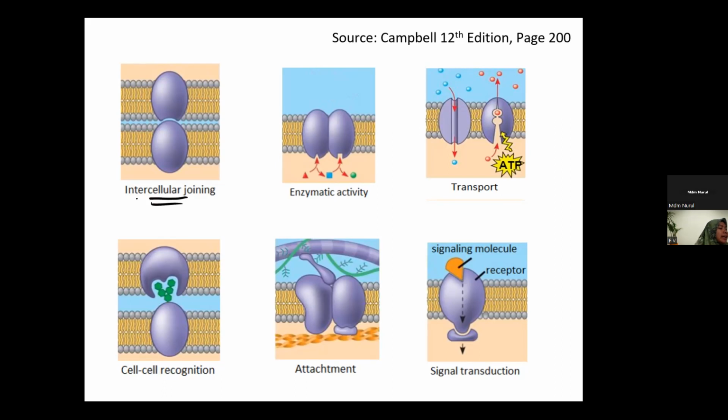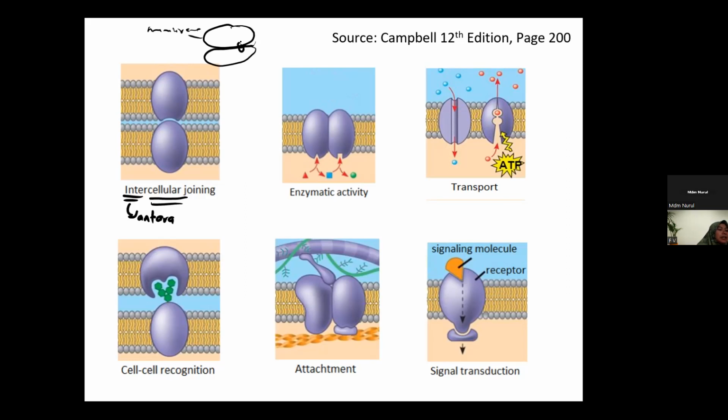Intercellular joining. Inter maksudnya antara. Intercellular joining, antara sel. Joining, menghubungkan satu sel dengan sel yang lain. So that is the first one. Contoh, you mungkin tak nampak, Madam lukis gambar. Let's say this is bacteria A and this is bacteria B. This is membrane of bacteria, ni adalah plasma membrane. So you can see that membrane bacteria A dengan bacteria B boleh dihubungkan dengan adanya protein. So protein dia dengan protein dia, dia boleh dihubungkan. Understand? So that is intercellular joining.